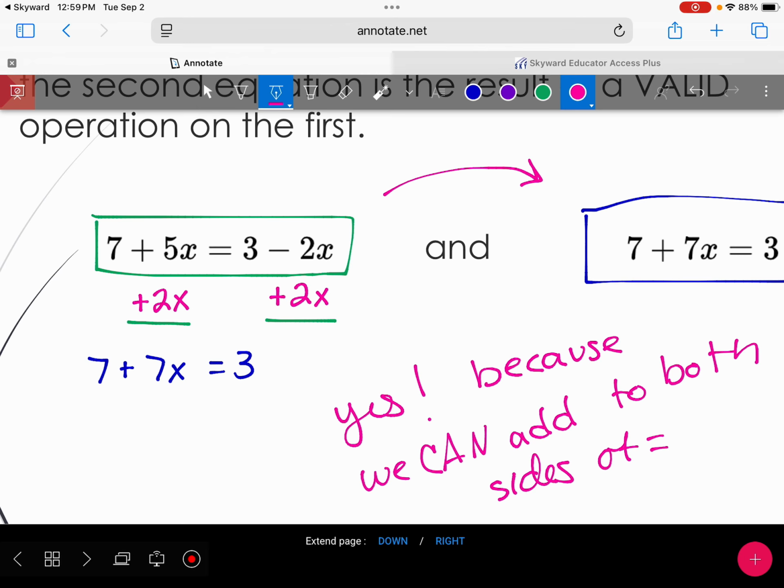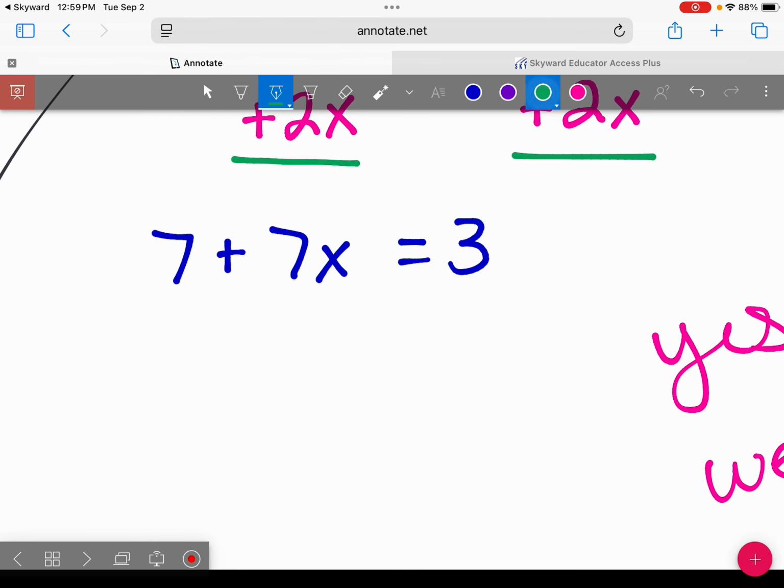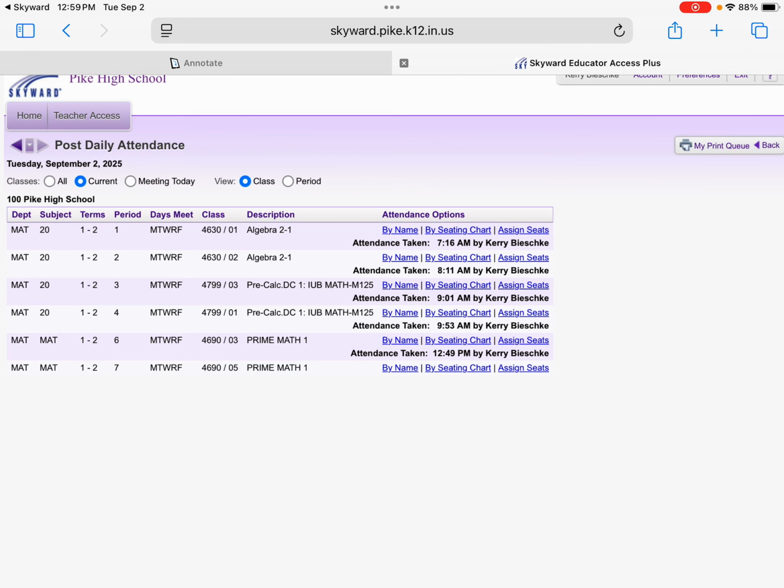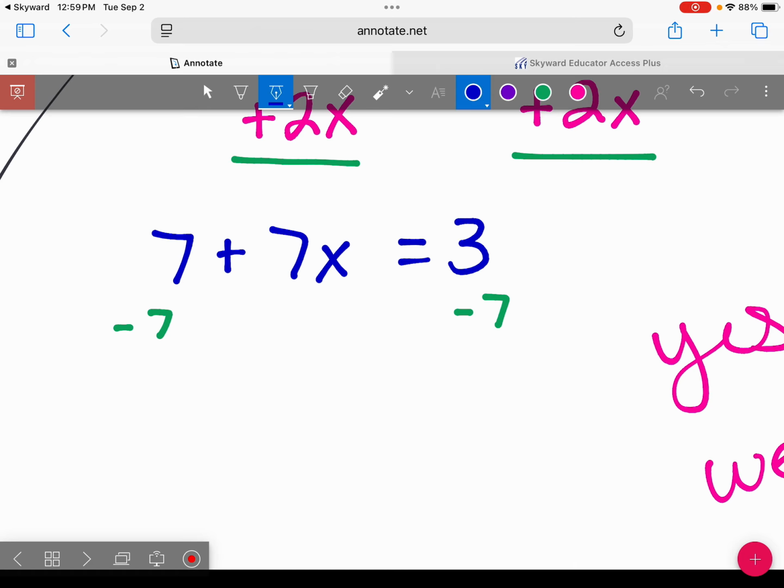If we wanted to finish solving this, what would we do? If we wanted to get all the way down to an x equals, we would subtract 7 on both sides. So if we wanted to keep going and solve this, we would have to finish this out. We would get then our 7x equals, what is 3 minus 7? Negative 4. So we subtracted on both sides of the equal sign. That's absolutely okay too.